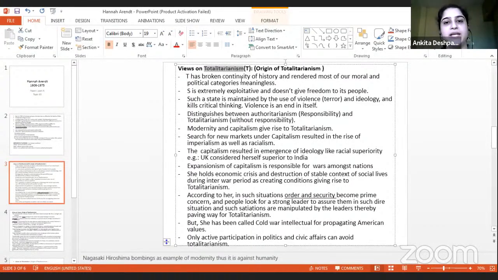All right. Now, please understand, totalitarianism is given so much of importance by Hannah Arendt because first she was a German Jew.